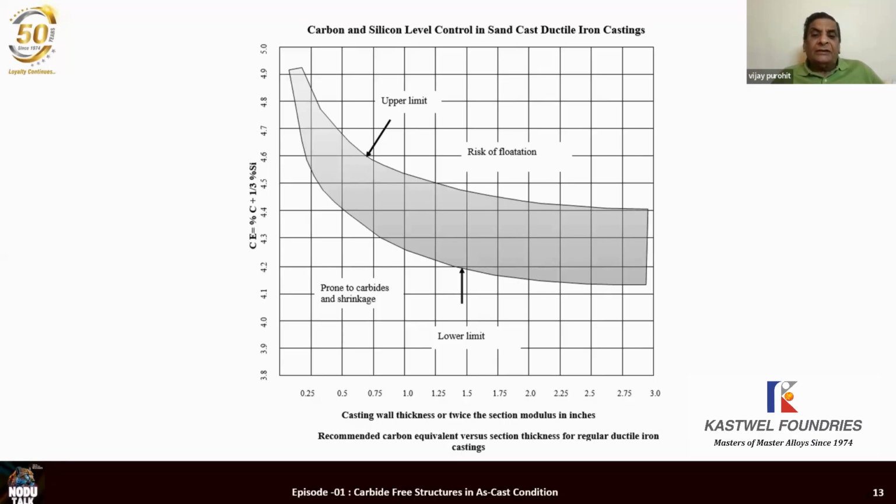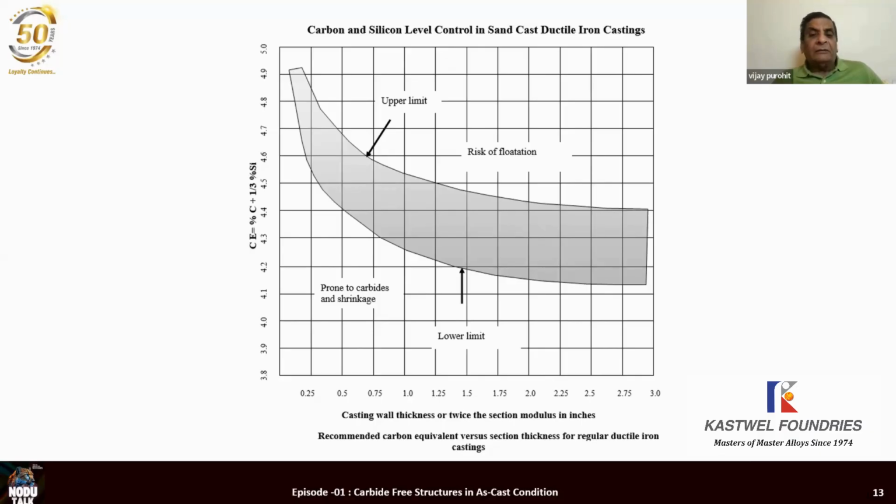Now there are two lines. There's an upper limit to the carbon equivalent. As the section size increases from say half an inch to around 3 inches, the carbon equivalent in the upper limit and lower limit both reduce as the section size increases. Do you notice that? Look at the shaded area. This shaded area is bounded by an upper limit for the carbon equivalent. If you go beyond that limit, you run the risk of flotation, carbon flotation, graphite explosion, dross formation, and possibly carbon monoxide pinhole defects in the casting.